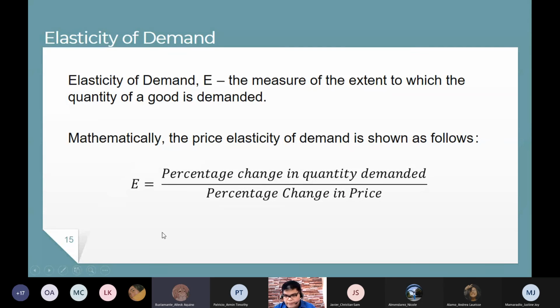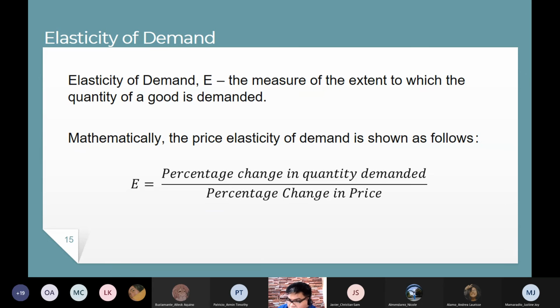Okay, what is elasticity of demand? Elasticity of demand, E, the measure of the extent to which the quantity of a good is demanded. Okay, thank you. Mathematically, the price elasticity of demand is shown as follows. Nasa book din naman siya: percentage change in quantity demanded over the percentage change in price. So yung binasa ni Ms. Bustamante, the measure of the extent.